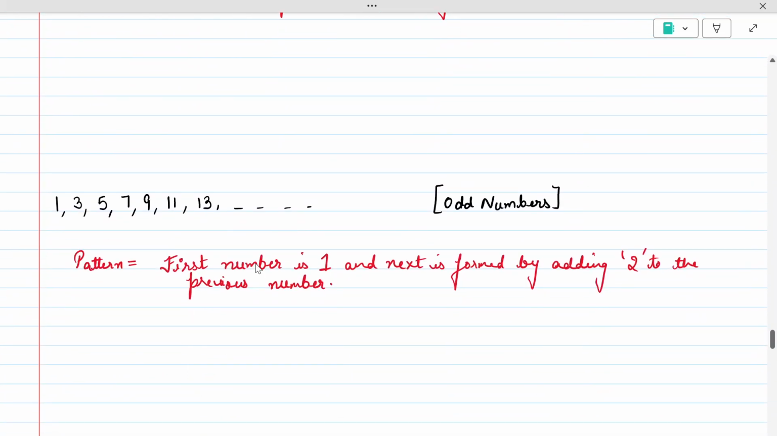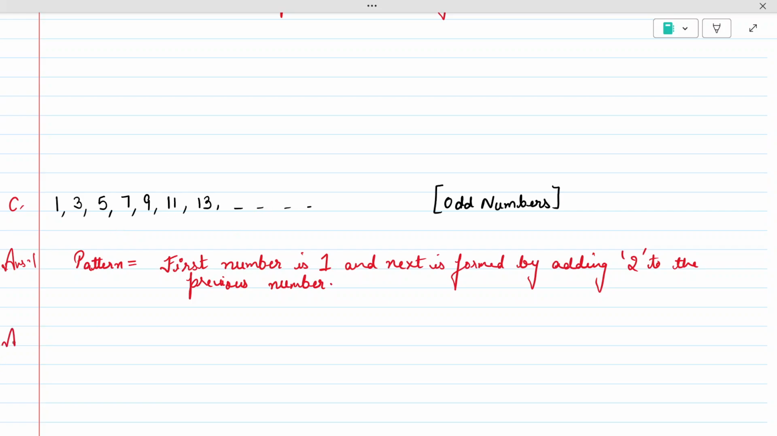Now the C part, which is our odd number sequences. So here what was the pattern? The first number is 1 and the next number is obtained by adding 2 to the previous number. We added 2 to 1, it became 3. We added 2 to 3, it became 5. 5 plus 2, 7. 7 plus 2, 9 and so on. So the pattern here is that the first number is 1 and the next number is formed by adding 2 to the previous number, right?